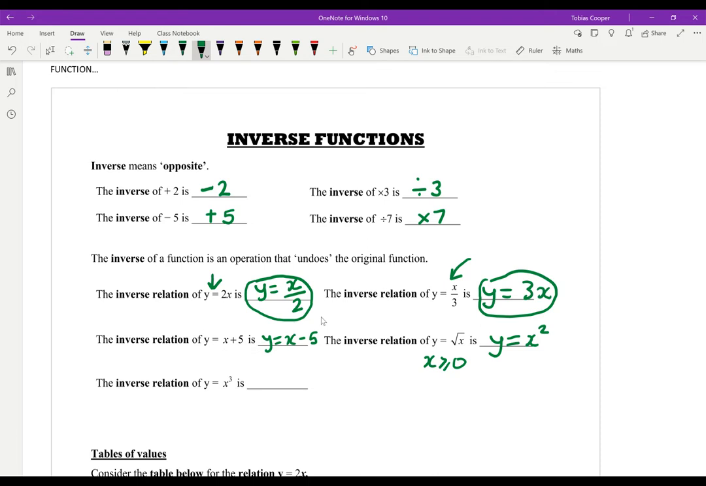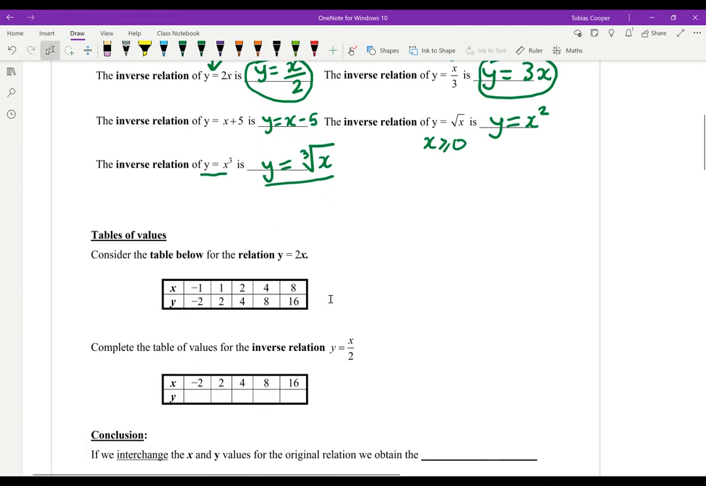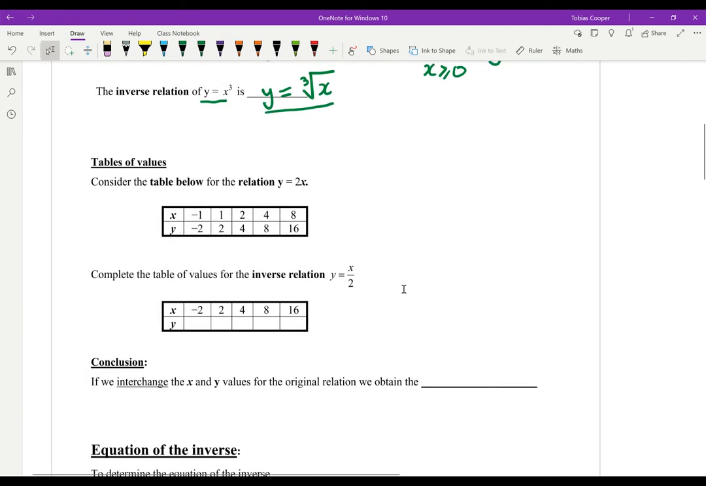Okay, so let's have a look at the next one. The inverse relation of y equals x cubed is y equals the cube root of x. The opposite of cubing something is cube rooting something. Okay, just like the opposite of squaring something is square rooting something. Okay, so we've got the function, and then we have its inverse relation. All right, so let's have a look at a table of values now.